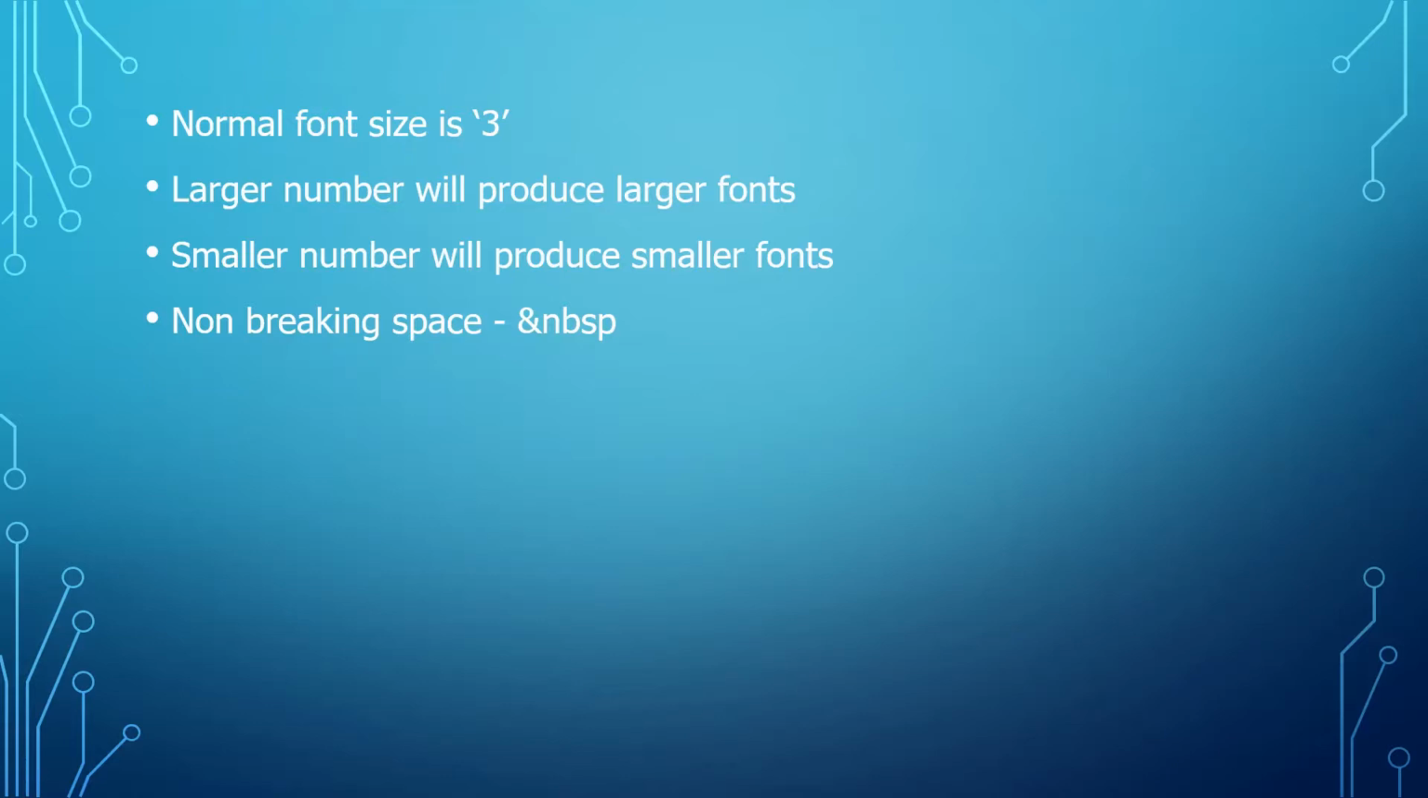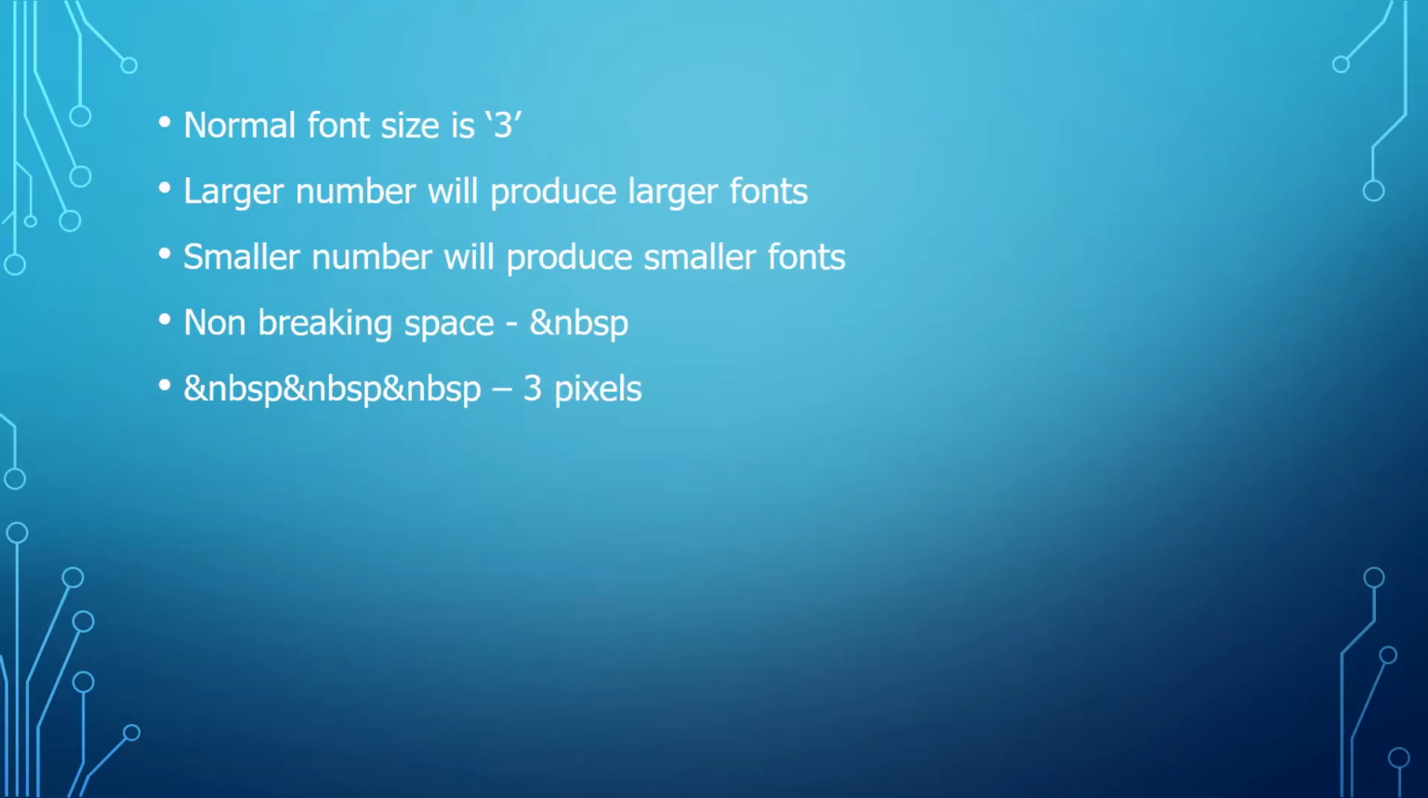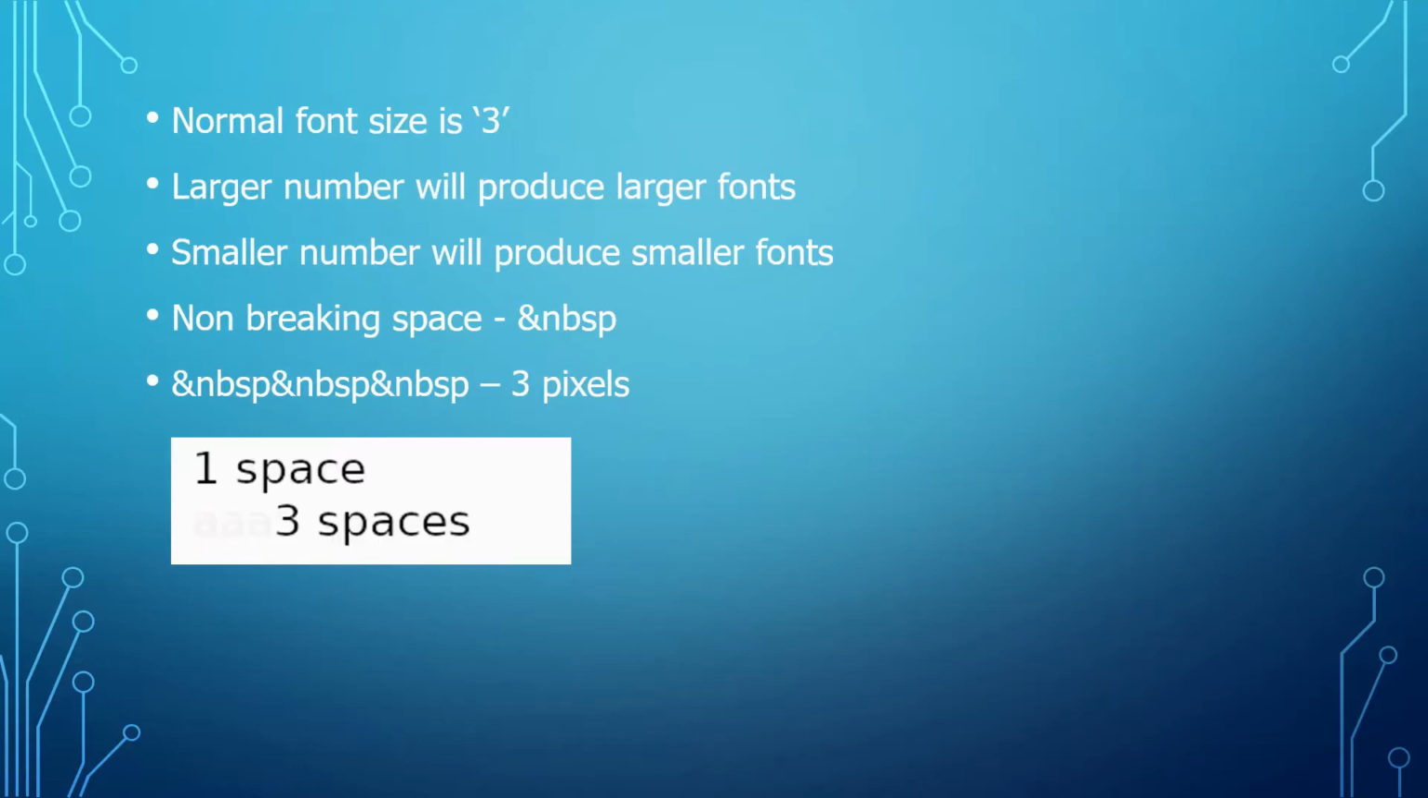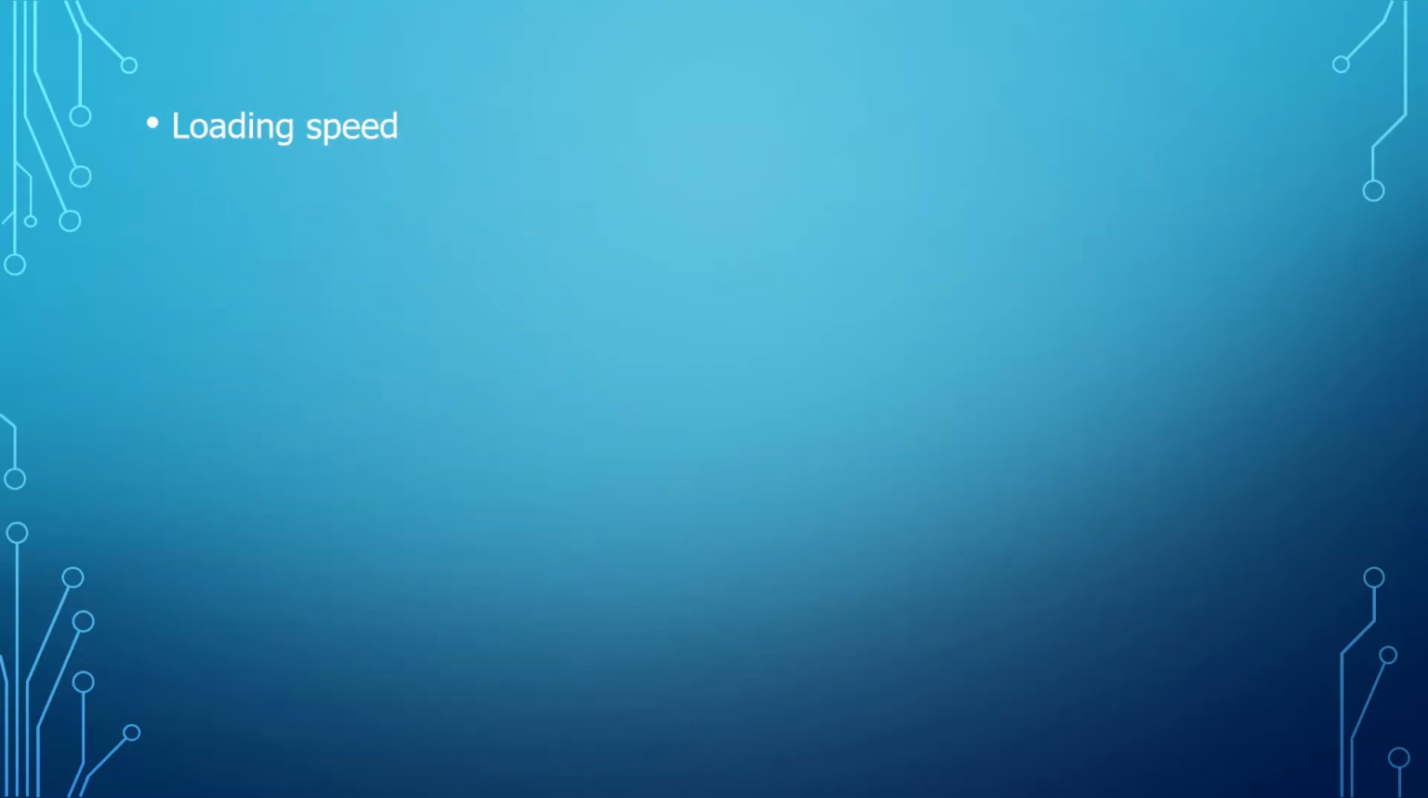So you may want to use a number of them in a row. Now, too many in a row is not good, but this is a way to get that done. Now, using a lot of these is not suggested, but this example will move the text over 3 pixels and looks like this. Another thing to remember when you are writing code for web pages is loading speed.